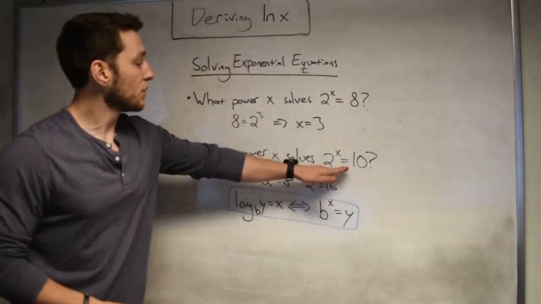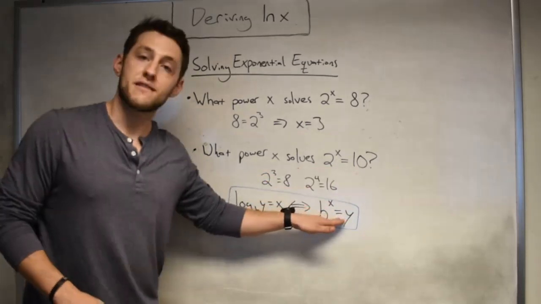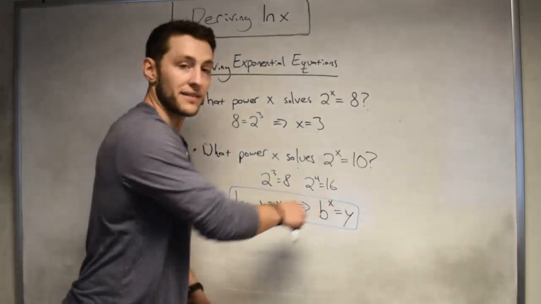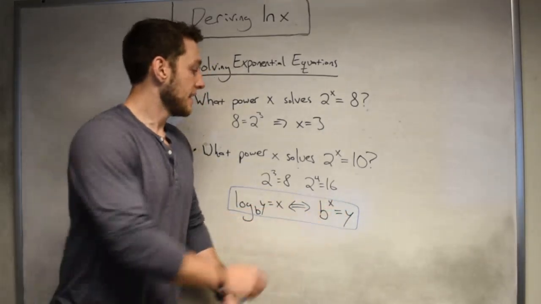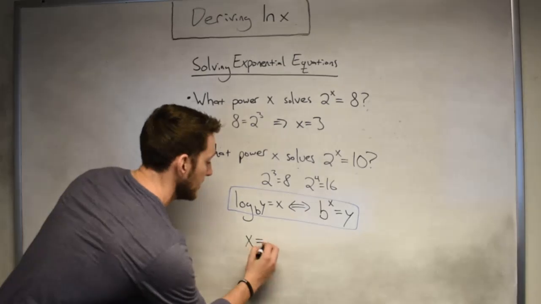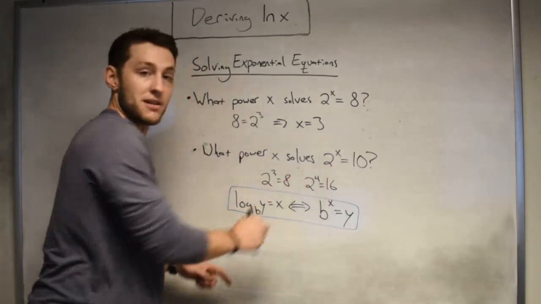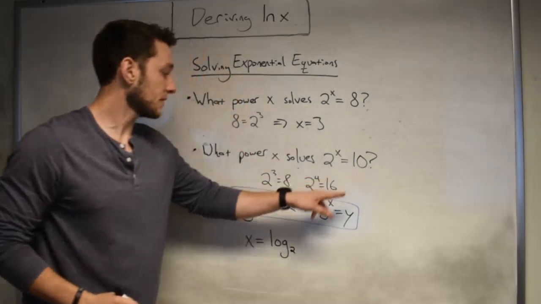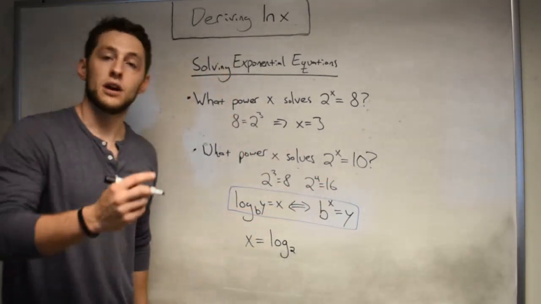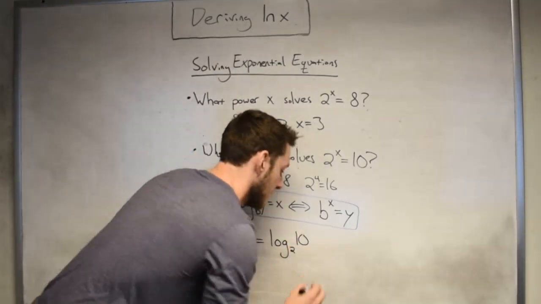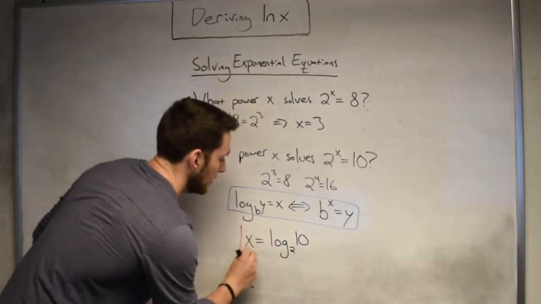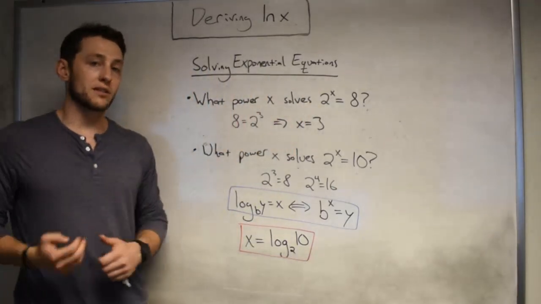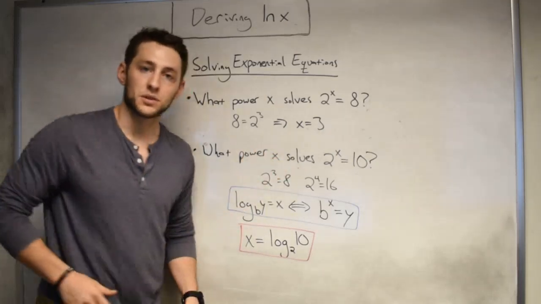So if we're trying to solve this problem, which is in this form, we could write it in this way. We just have to fill in the blanks: b, y, x. To translate it back to this form, we notice that b must be 2. So x is equal to log base 2, and then y is equal to 10. So log base 2 of 10. And this right here in red is a perfectly valid answer. So that's where these logarithms come from. They help us solve exponential equations.